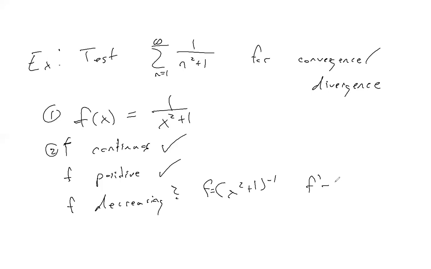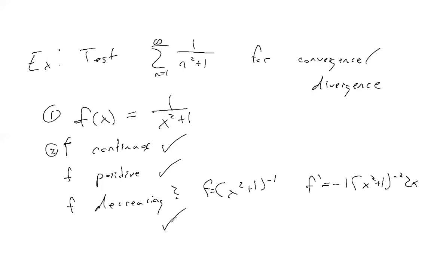F prime would be negative 1 times (x squared plus 1) to the negative 2 times 2x. On the interval 1 to infinity, this would be positive, this would be positive, that would be negative. So when I multiply it all together, I get a negative number. So the derivative is negative on 1 to infinity.